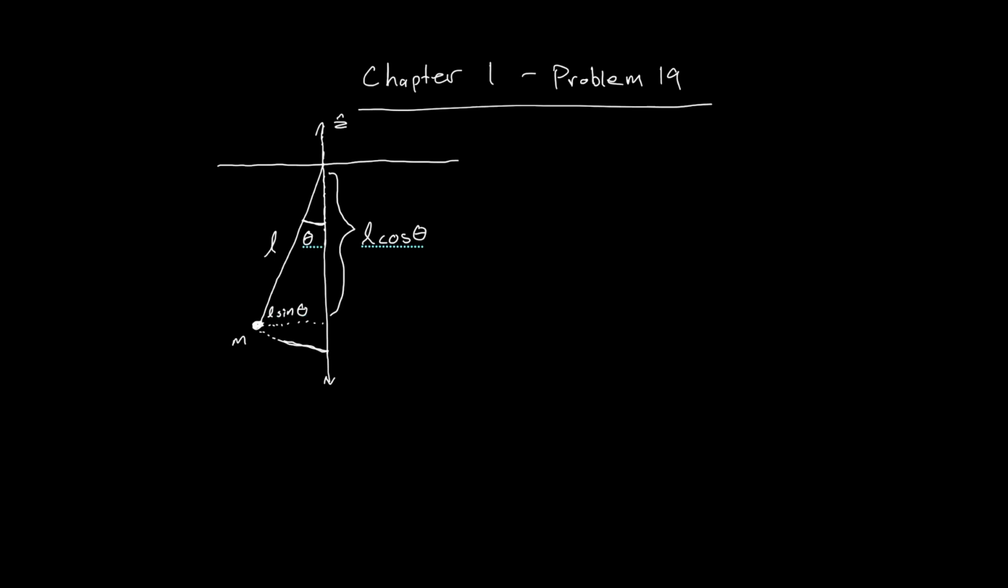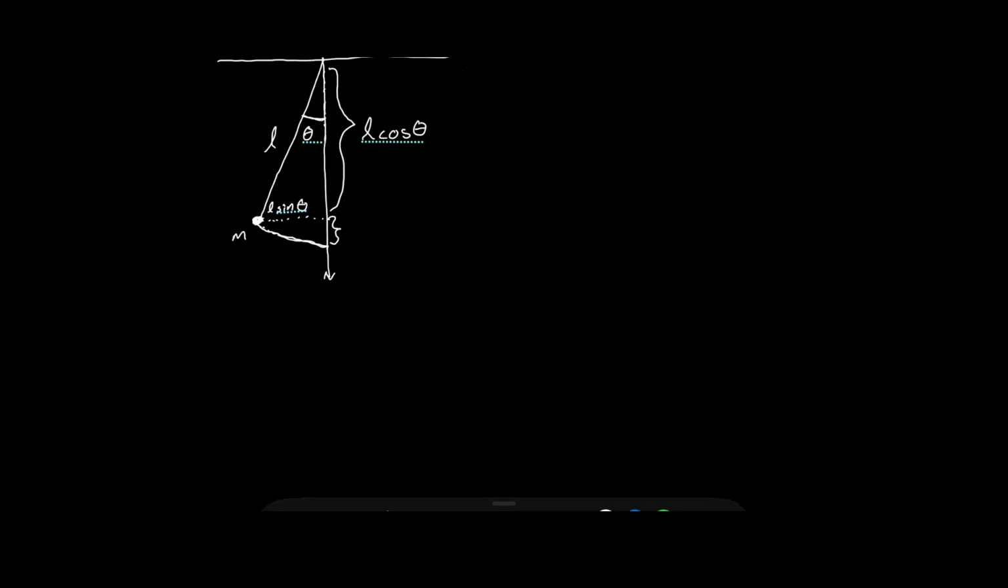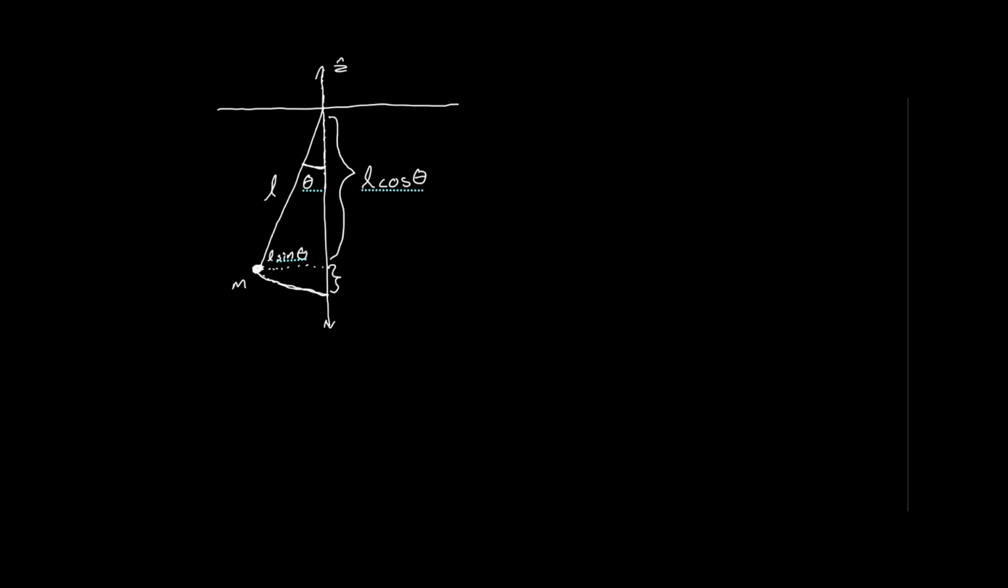And then this length here is what matters, I think, because when you're thinking about these problems, you want to think about potential being the lowest if this rod is straight down, where theta equals 0, right? So let's just write that down really quick. Our potential is mgz, right?